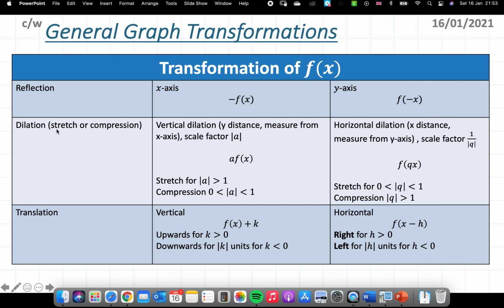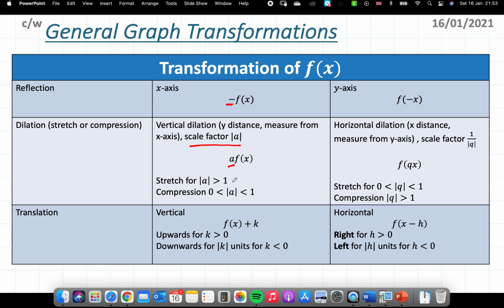The next part is dilation, so either you stretch or you compress. Now the stretching could be a vertical dilation, and basically the vertical dilation happens with a scale factor of the absolute value of a, meaning even if your a was a negative 2, your scale factor is going to be 2. We're going to keep on multiplying by 2, not negative 2, because the negative does the reflection already. So we know what the negative does.